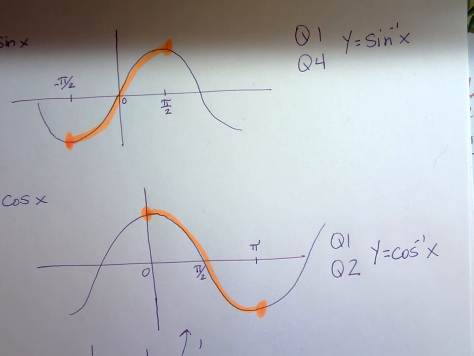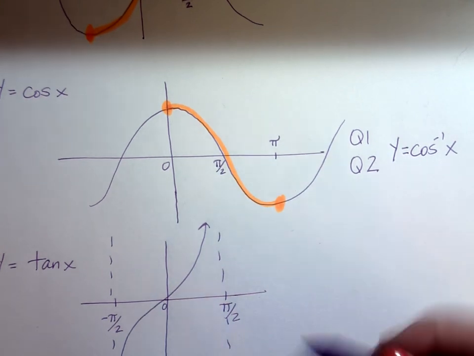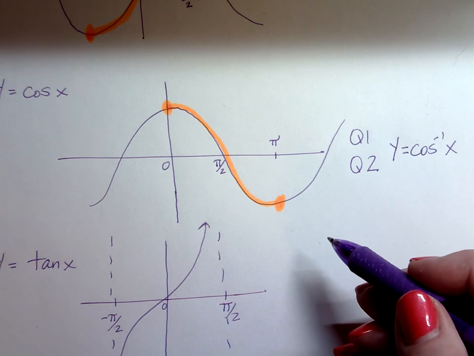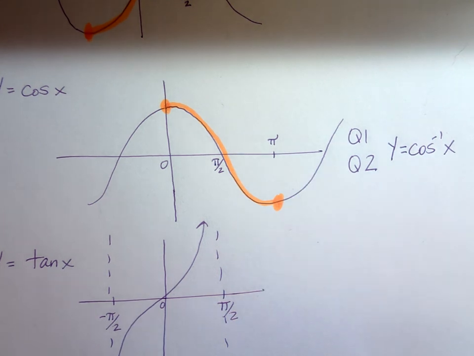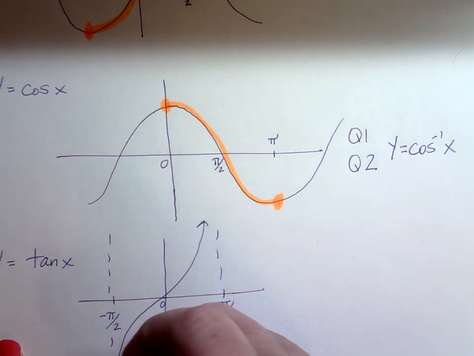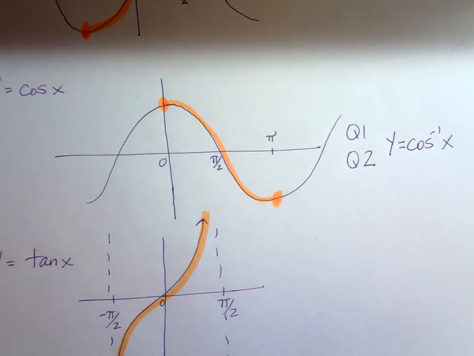Now, tangent graph is the tangent graph, right? It's these continual curves that you've got going on, kind of look like cubic functions almost. But if I look at the graph of just the one section there that's between negative pi over 2 and positive pi over 2, that whole section of the graph passes. So that one was easy peasy.